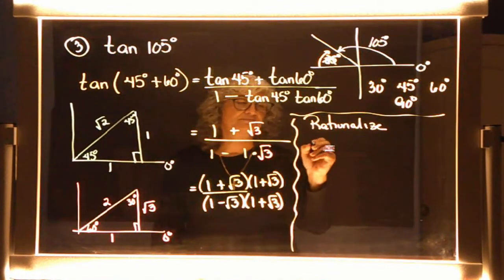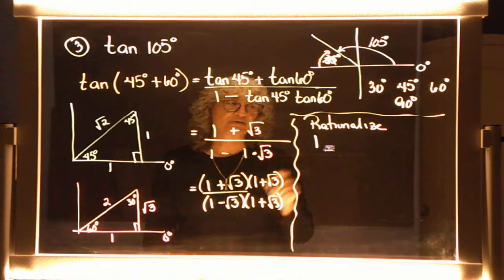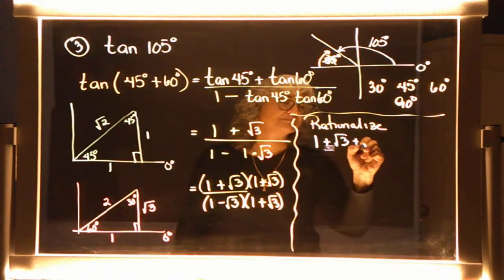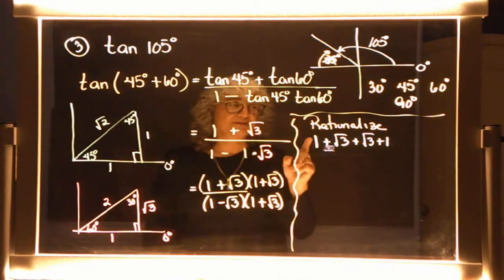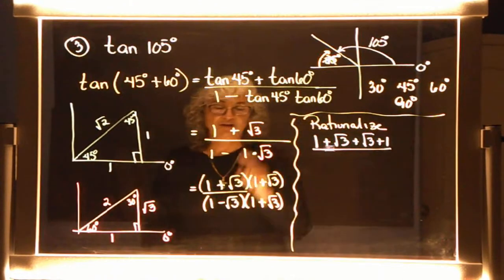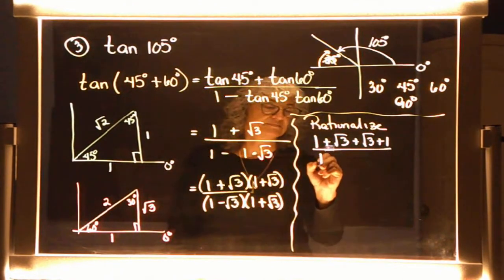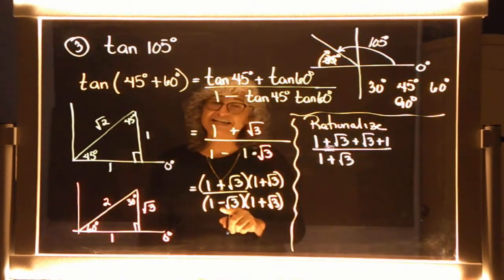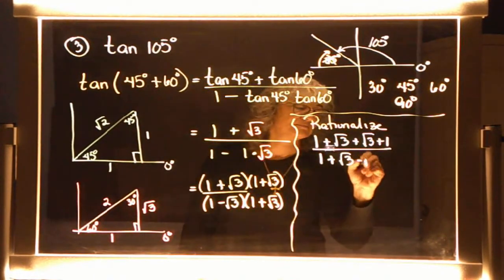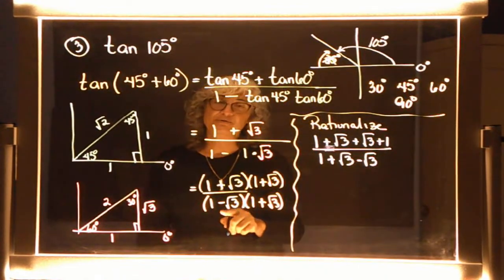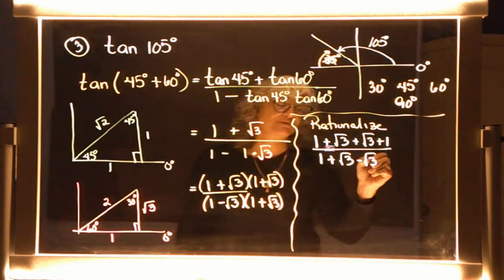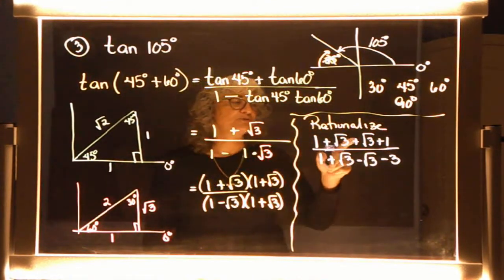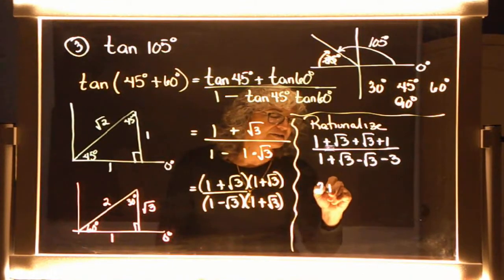1 times 1. 1 times square root of 3. Square root of 3 times 1. Right? The denominator, 1 times 1. 1 times square root of 3. Negative root 3 times 1. Negative square root of 3 times positive square root of 3. Good, negative 3.